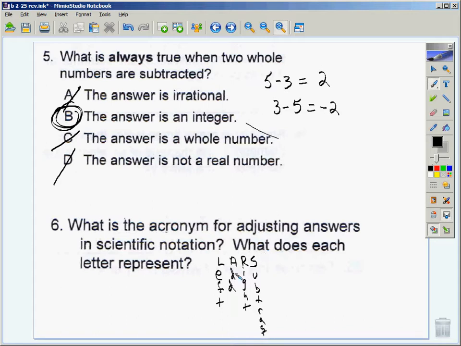In scientific notation, if I move the decimal to the left, I have to add. Or if I added to the exponent, I have to move the decimal to the left. If I move the decimal to the right, I have to subtract from the exponent. If I subtracted from the exponent, I've got to move the decimal to the right.